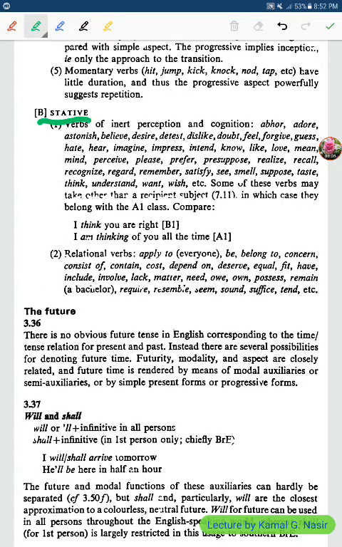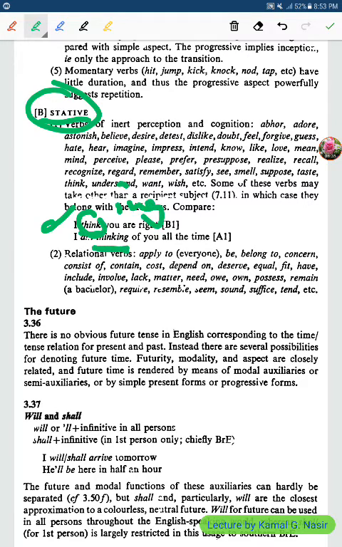In the progressive or continuous form, in a secondary clause, but as a main clause you cannot use it. Let us take this example: I think you are right. Clear? What is think here? Think is a stative. What do you mean by stative? It does not take ing.